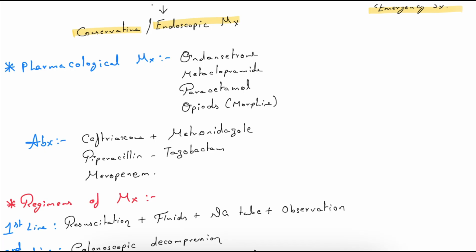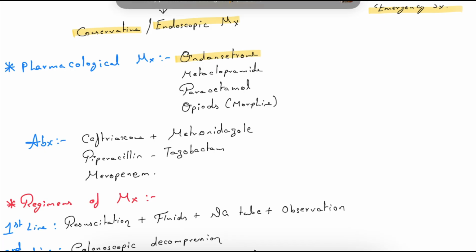The main goals are symptom relief, infection control and pre-operative stabilization. We can start with antiemetics and analgesics like ondansetron, a 5-HT3 antagonist, 4 to 8 milligram intravenous 8 hourly, and the main indication is vomiting. The main note is that ondansetron is safe in small bowel obstruction and large bowel obstruction.